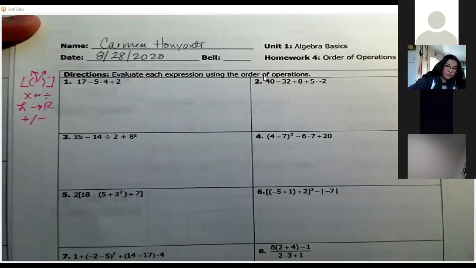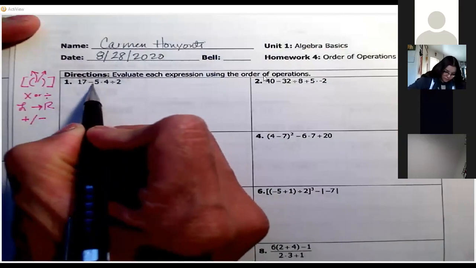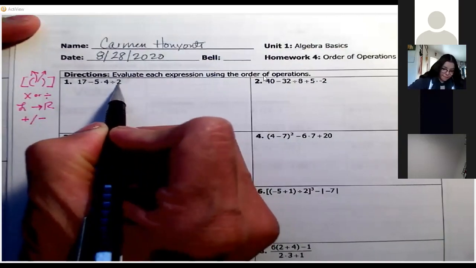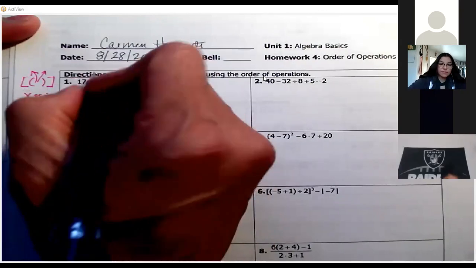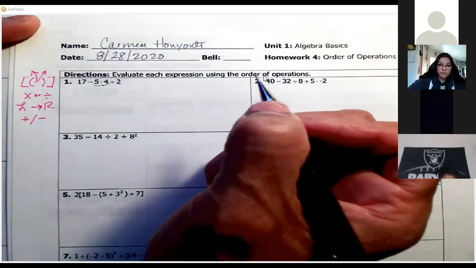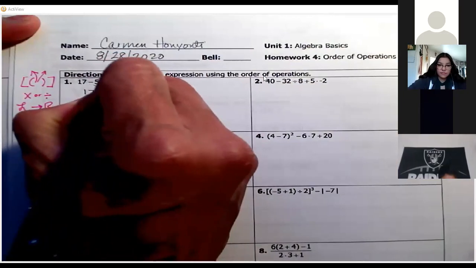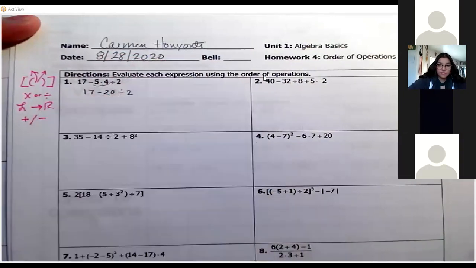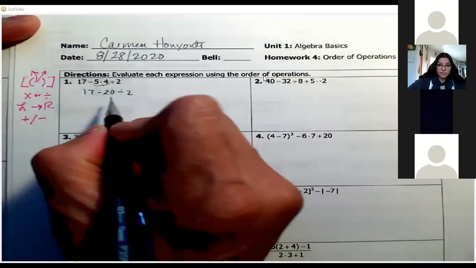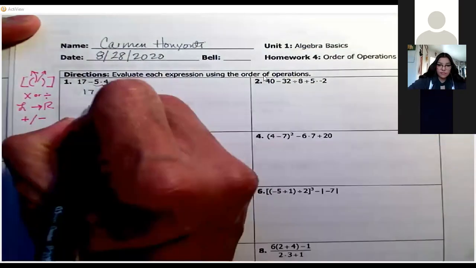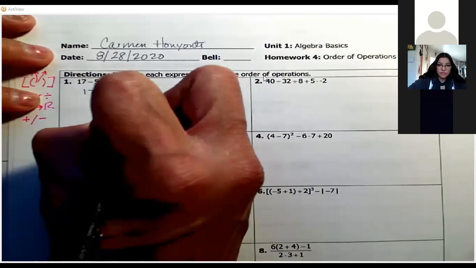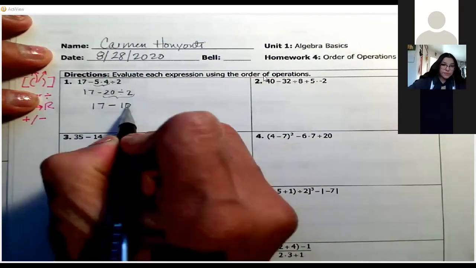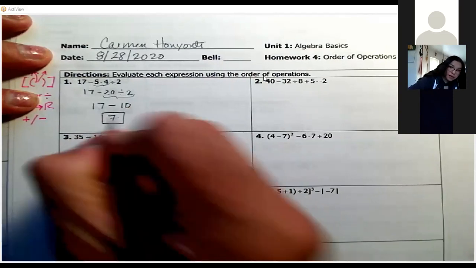So here I'm gonna have 17 minus 5 times 4 divided by 2. So I have subtraction, I have multiplication, and I have division. So I'm gonna go left to right. So this is gonna be my first operation right here. So it'll be 17 minus 20 divided by 2. Now I'm gonna take care of this operation there. 20 divided by 2 is going to be 10. So 17 minus 10 is going to be 7.